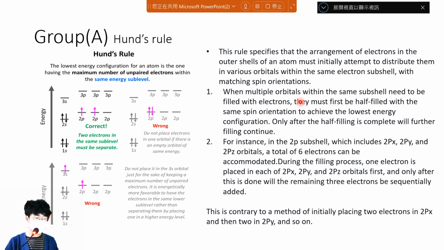Electrons are negatively charged, and as a result, they repel each other. Electrons tend to minimize repulsion by occupying their own orbitals, rather than sharing an orbital with another electron. And for the second rule, unpaired electrons in singly occupied orbitals have the same spins.